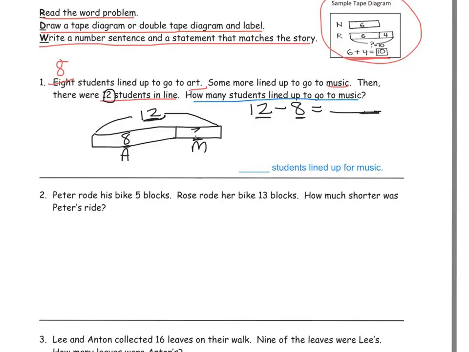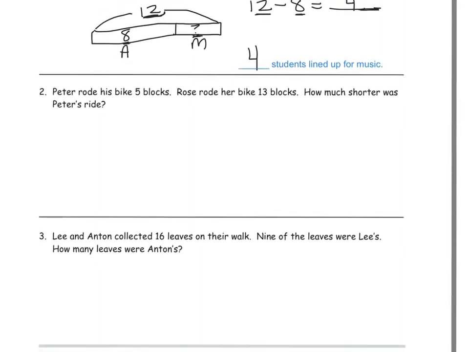So I can use any strategy I need to go 12 minus 8, and I'm going to end up with 4. And that's how many students lined up for music. So I'm going to fill that in my statement. 4 students lined up for music. We're now going to take a look down at the next question. So let's go to 2.